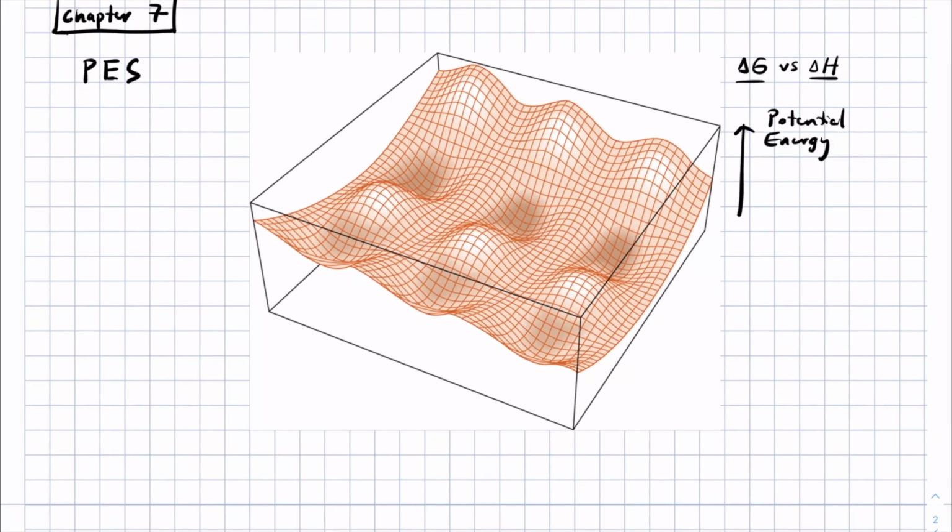Now, a lot of times people will show you potential energy surfaces and they won't tell you what the axes mean, and that is deliberate. Because this is one arbitrary degree of freedom, and this is another orthogonal arbitrary degree of freedom.